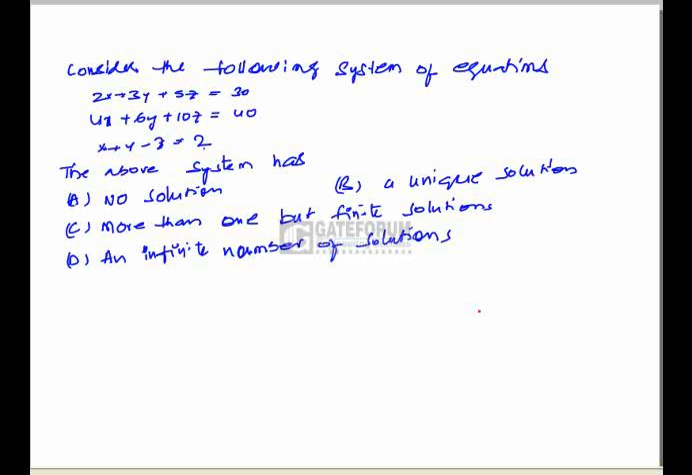In this question, a system of equations is given and we have to find the nature of the solution for that system. So if we observe the second equation, if we simplify this one, we will be getting 2x plus 3y plus 5z is equal to 20. And first equation is 2x plus 3y plus 5z is equal to 30. That means here the same expression gives two different values. So this is not possible. So here we can say that there won't be any solution for this system. So here the correct option is option A.